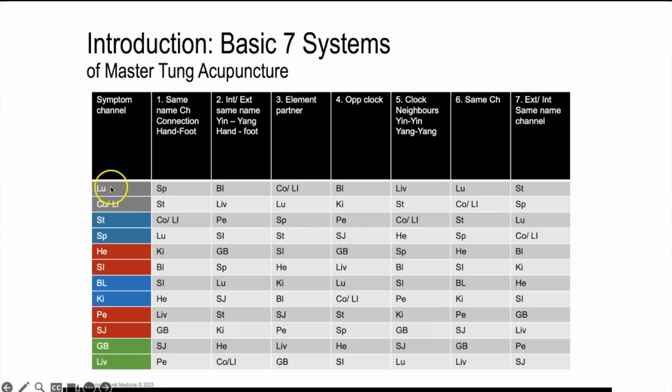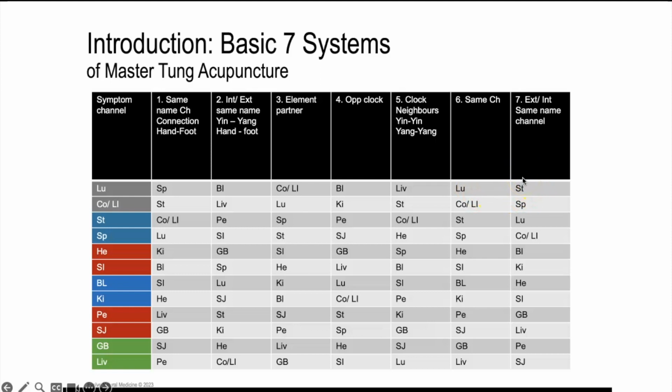Then a way of balancing that, or helping to remove that sort of disease in that channel, is that we can use the spleen channel in system 1. We can use the bladder channel in system 2. We can use the colon or the large intestine channel in system 3. I learnt colon instead of large intestine, so I use both. I find colon easier. And when we're looking at system 4, we can use the bladder channel. System 5, the liver. System 6, the same channel, the lung will balance the lung. And also system 7, the stomach will balance the lung.